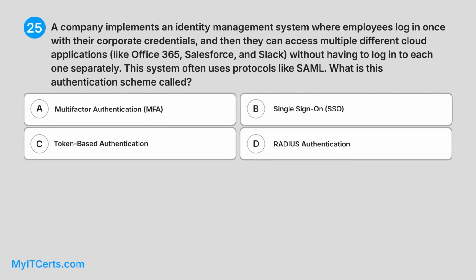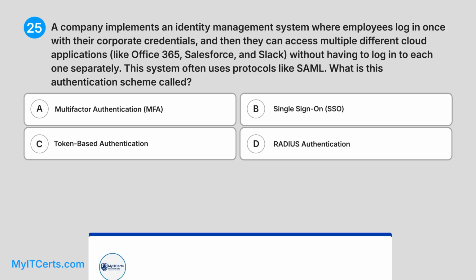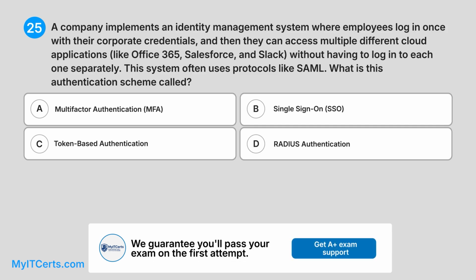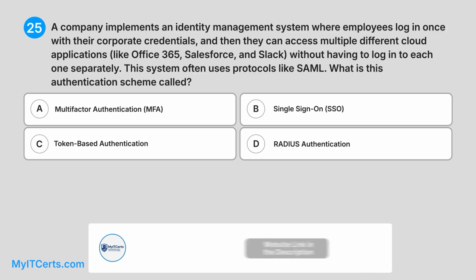25. A company implements an identity management system where employees log in once with their corporate credentials, and then they can access multiple different cloud applications, like Office 365, Salesforce, and Slack, without having to log in to each one separately. This system often uses protocols like SAML. What is this authentication scheme called?